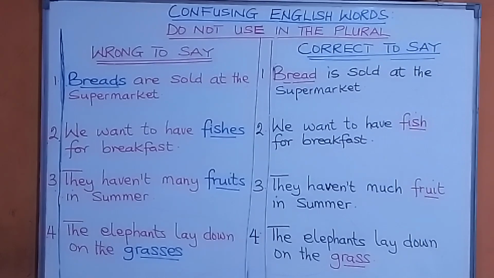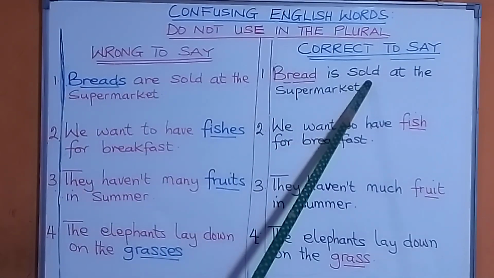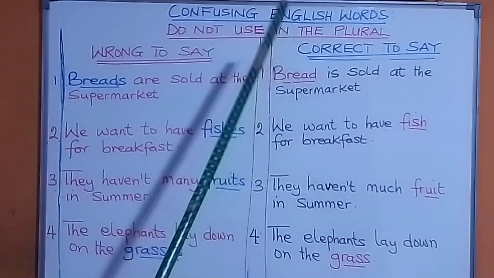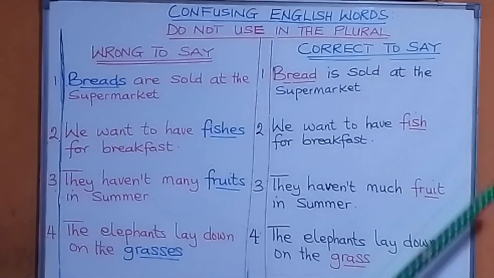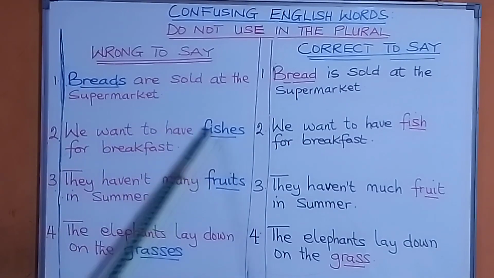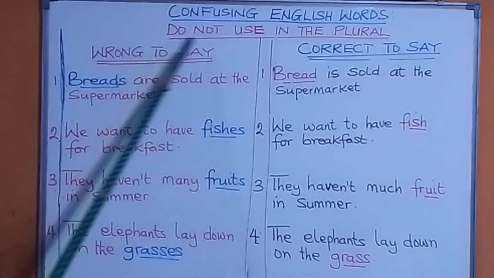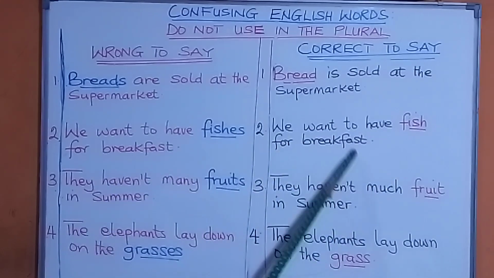So that is the explanation we have to understand. Now because of that, it is wrong to say breads are sold at the supermarket. Wrong. Bread is sold at the supermarket, unless you say 5 loaves of bread. Number 2, wrong to say we want to have fishes for breakfast. Say we want to have fish for breakfast.